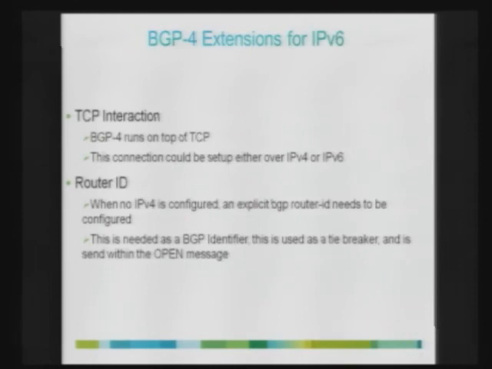So as far as the establishment of the neighbor is concerned, it still uses TCP, and again it's BGP4, it's not BGP6. It's only the multi-protocol extension supporting IPv6 as well. And the connection could be set up over IPv4 or IPv6. So you can use either the IPv4 source and destination address or the IPv6 source and destination address for the connection establishment. And even if IPv4 is not configured, you will have to explicitly configure a router ID, and that still stays as 32-bit for BGP4.